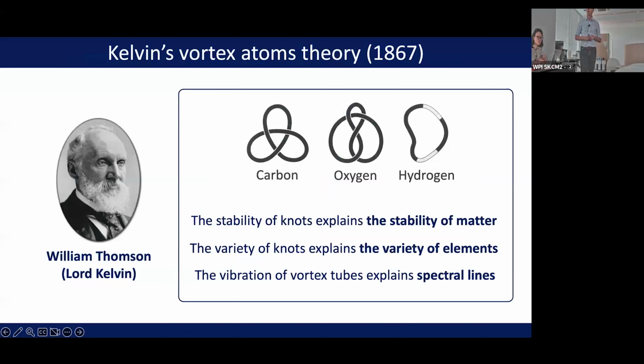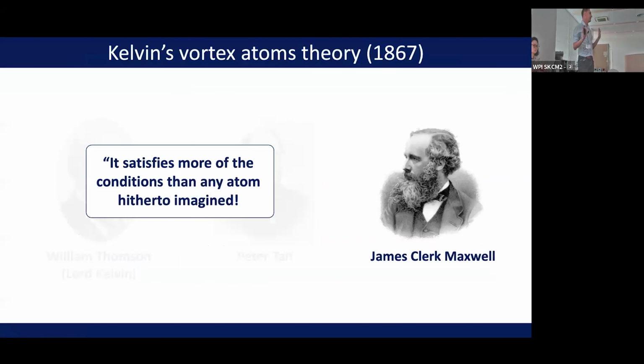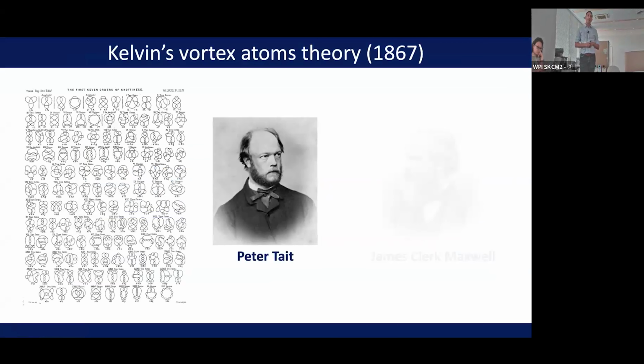This is a very visionary theory when you think about it, about quantum knots, quantum entangled matter, and so on. And at the time, it caught the imagination of everybody. You can clearly see the response from James Maxwell, who says, wow, this theory just satisfied more of the conditions of any atom which has been imagined as of now. And that triggers our third protagonist, Peter Tate, the mathematician, to make the first table of knots.